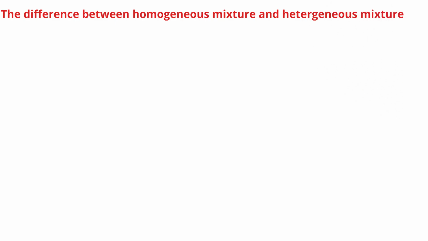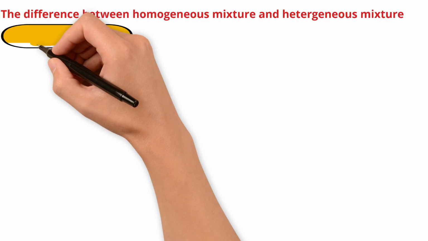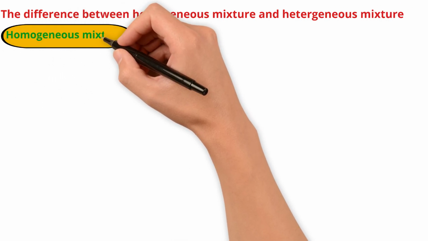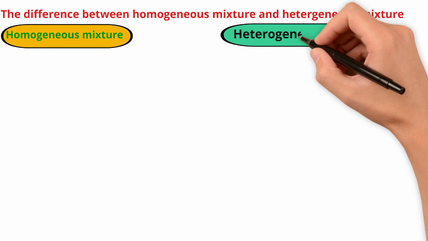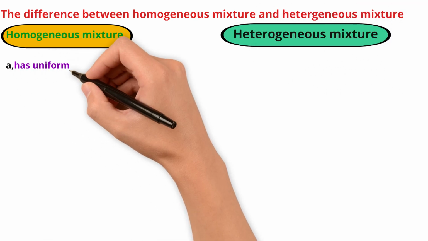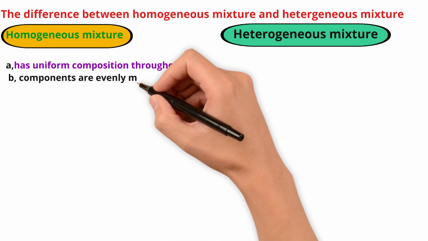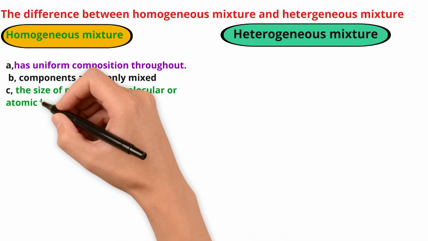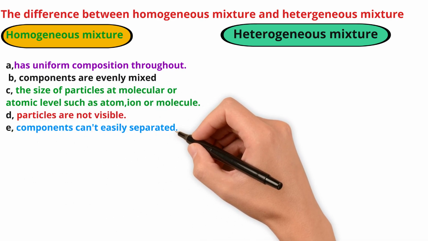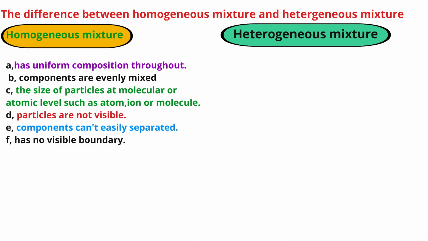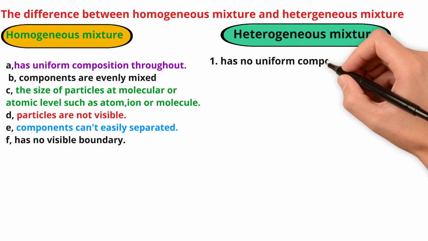The difference between homogeneous mixture and heterogeneous mixture. First, homogeneous mixture, and second, heterogeneous mixture. Now, A has a uniform composition throughout. The components are evenly mixed. The size of particles is at the molecular or atomic level, such as atom, ion, or molecule. The particles are not visible. The components cannot easily be separated. Finally, it has no visible boundary.